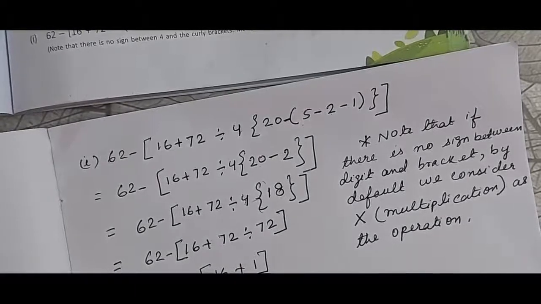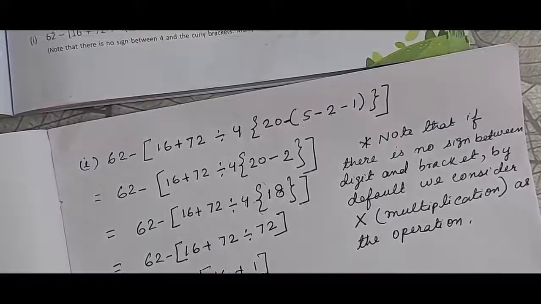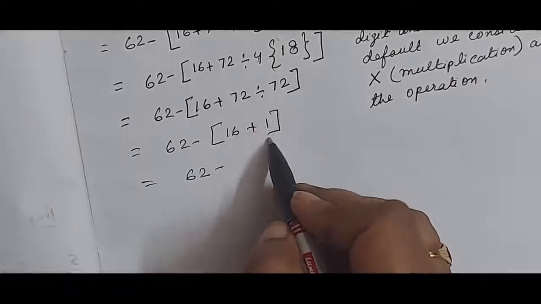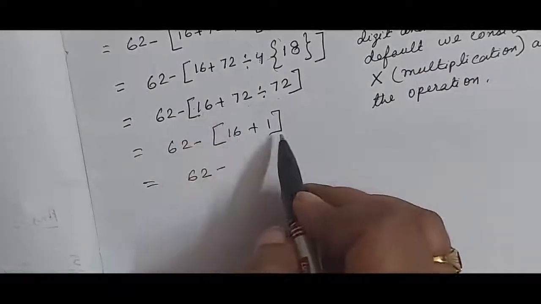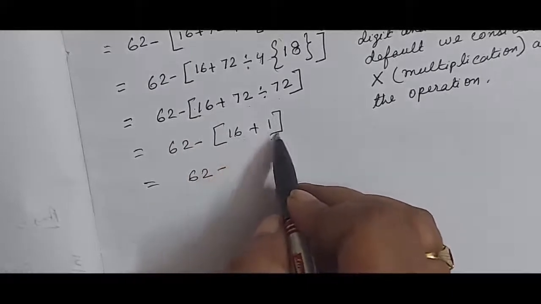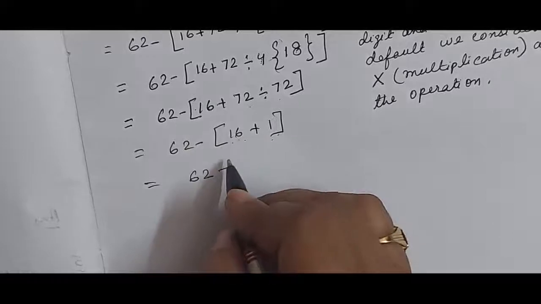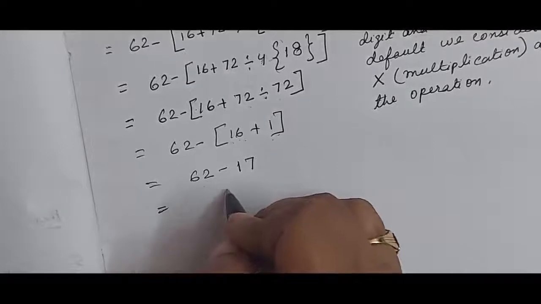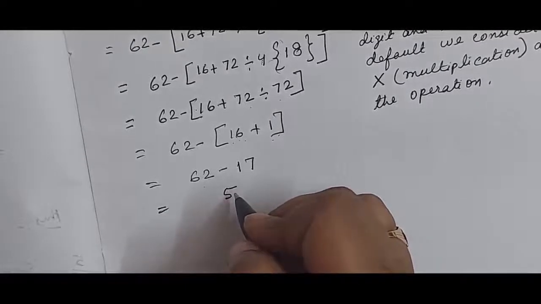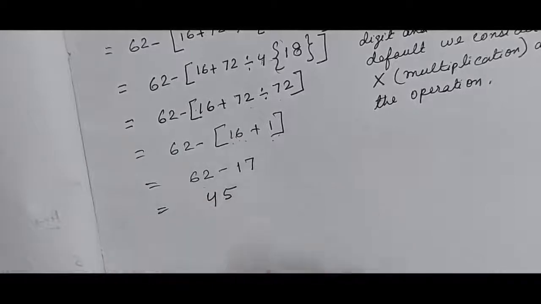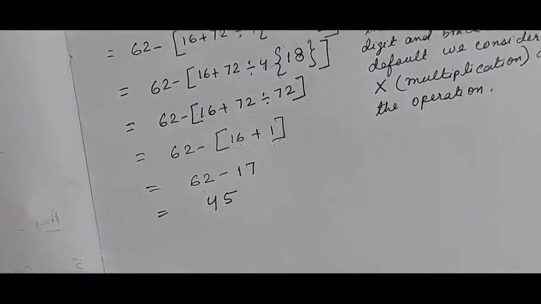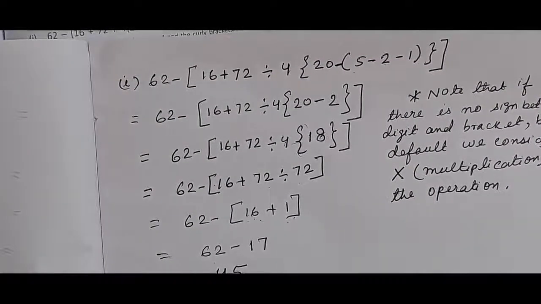After this you will get 62 minus 16 plus 1 we got here. 72 divided by 72 is 1 and 16 is there. 16 plus 1 we will write as it is. Now we can solve this part and remove the square bracket. 16 plus 1 is 17. Okay, now just you have to solve this too. So that comes to be 45. So I hope this question is also clear to you. Okay, so thank you.